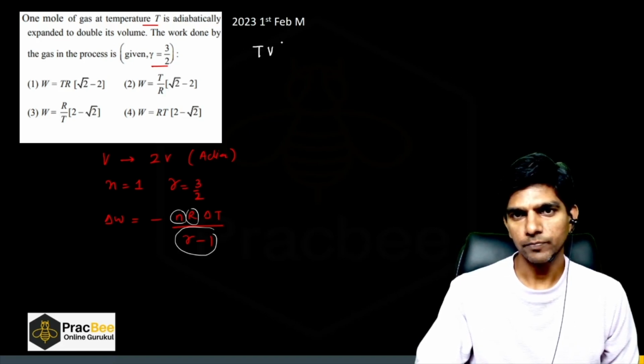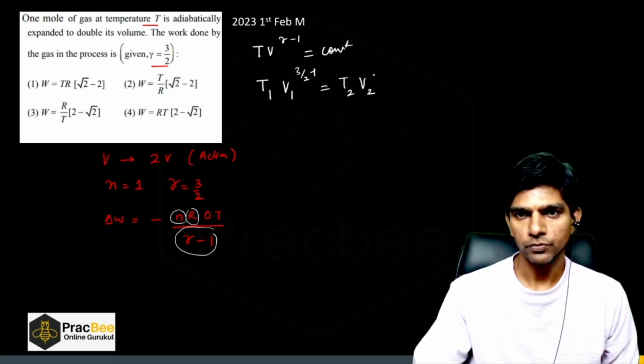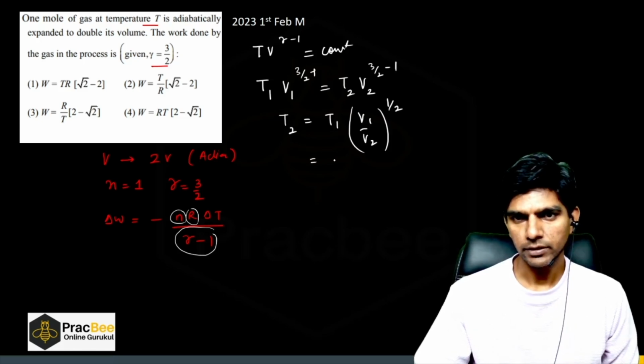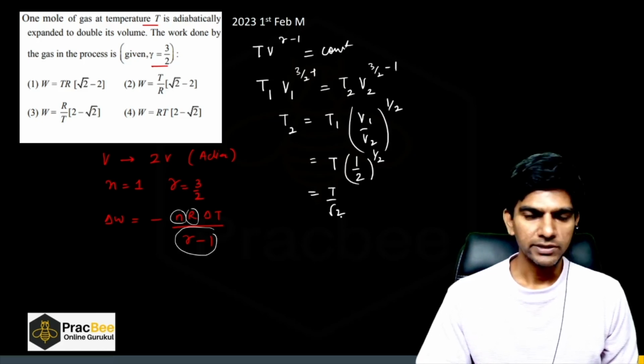We know that TV raised to power gamma minus 1 is constant. So the initial temperature times the initial volume raised to power 3 by 2 minus 1 is equal to the final temperature times V2 raised to power 3 by 2 minus 1. So T2 is nothing but T1 times V1 by V2 raised to power 1 by 2. We know that V2 is twice V1, and T1 is nothing but T. So it is 1 by 2 raised to power 1 by 2, so it is T by root 2. This is the final temperature.